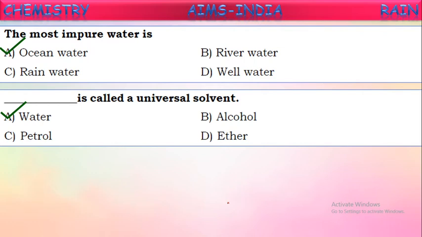Okay, water can dissolve most of the substances into it, but some substances dissolve completely, and some dissolve only in very small quantity. But water has maximum capacity to dissolve many substances into it. That is why water is called universal solvent.